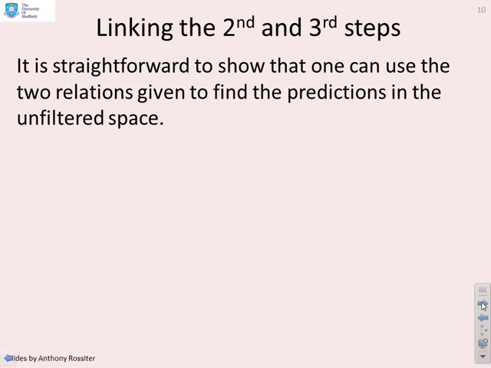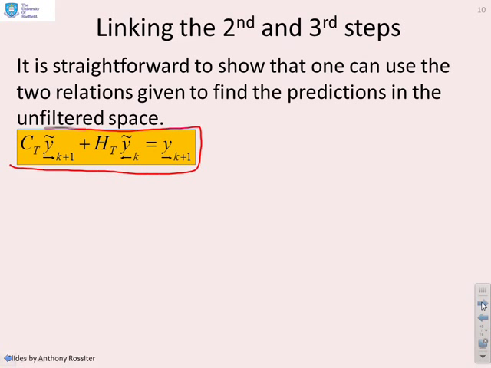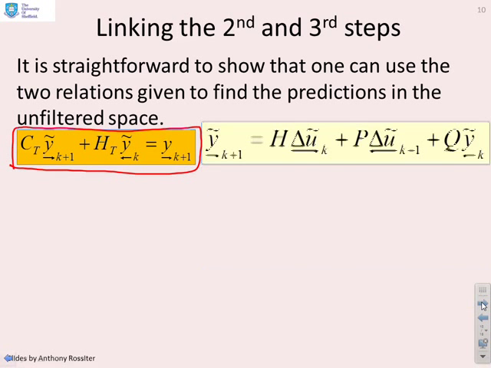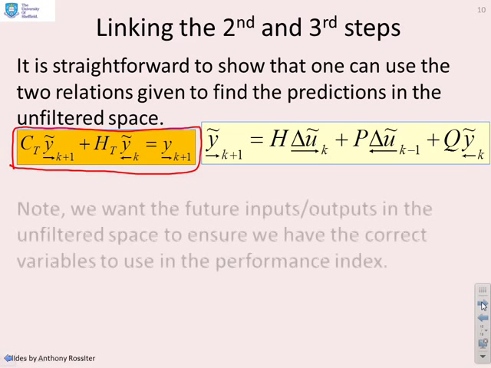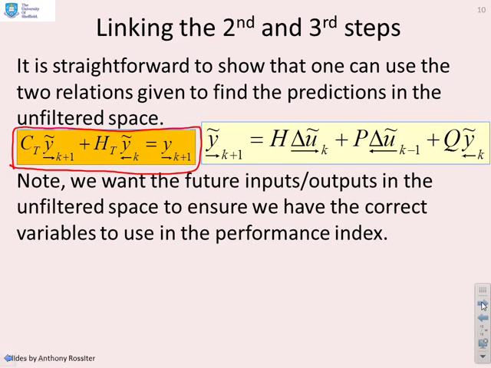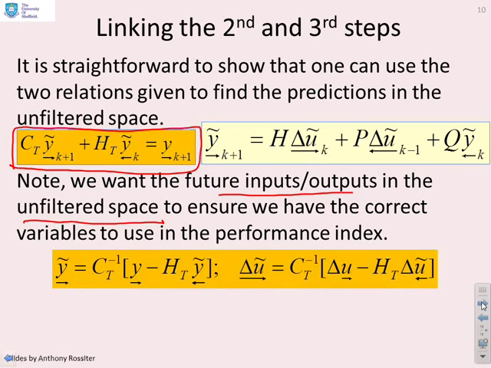So now we want to link these second and third steps. So what did we have? We had a relationship between filtered predictions and actual predictions, which was our last step. And we had, how do I predict in the filtered space? And what I'm going to do is say, can I put these two together and get something useful? So we actually want the future inputs and outputs in the unfiltered space, to ensure we have the correct variables to use in our performance index. So this is what I'm going to do.